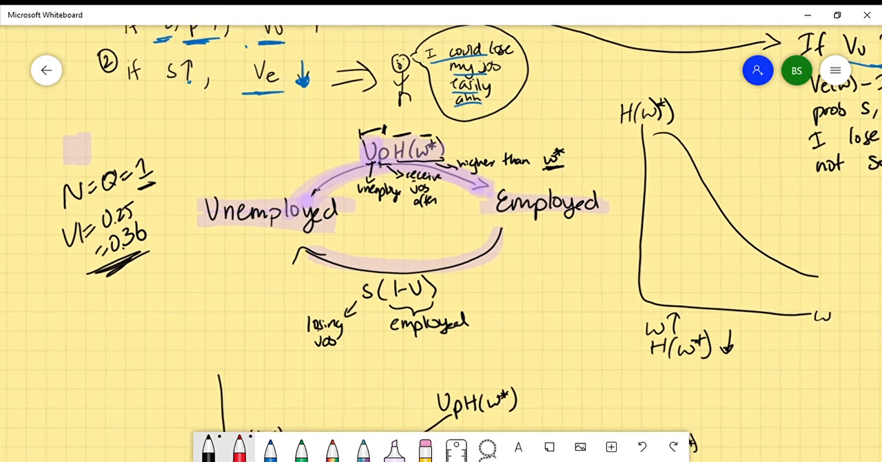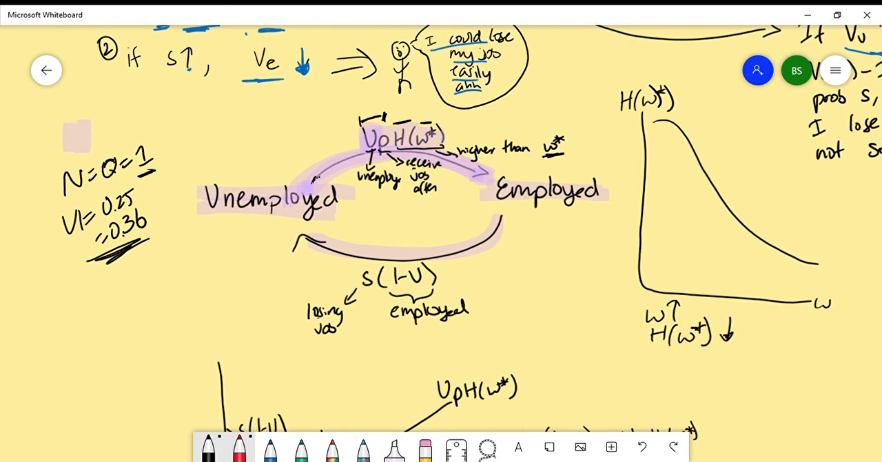So now to go from employed to unemployed, first of all, you start off with the employed people, so 1 minus u, and you multiply it by the probability of you losing your job, which is S, remember the separation rate, and that is the people who become unemployed.